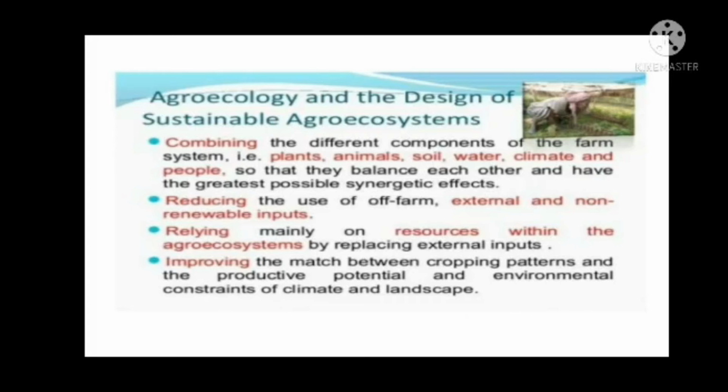Second is reducing the use of off-farm, external, and non-renewable inputs. Third is relying mainly on the resources within the agroecosystems by replacing external inputs. The last one is improving the match between cropping patterns and the productive potential and environmental constraints of climate and landscape. So these are all agroecology and the design of sustainable agroecosystems, which is combining, reducing, relying, and improving.